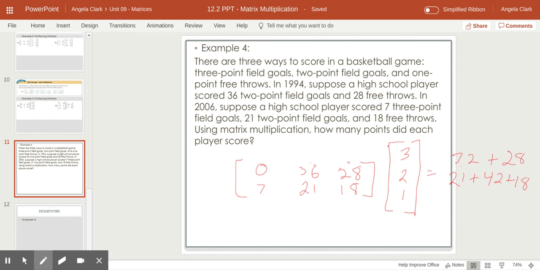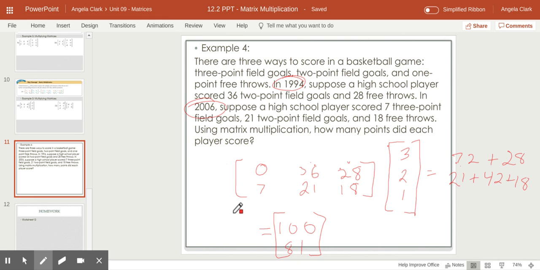So now I add all these together and I get 72 plus 28 is 100, right? And 21 plus 42 plus 18 is 81. So this would be my solution. So the guy from 1994 got 100 points, and the guy from 2006 got 81 points.